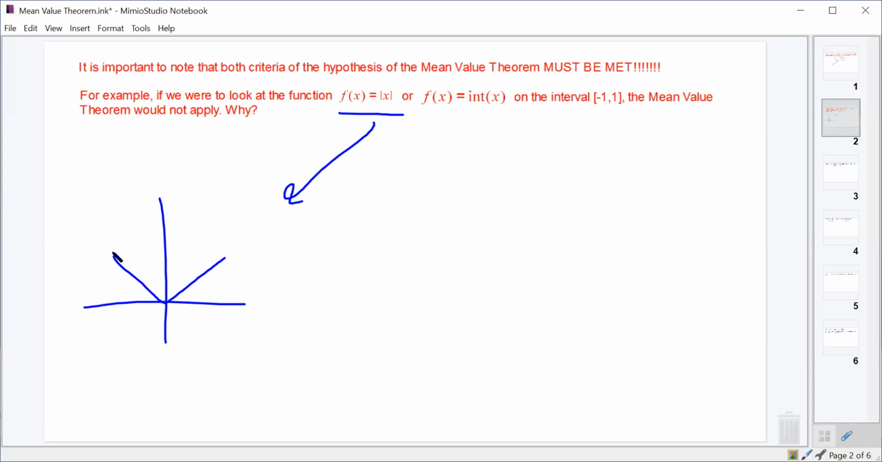Because why? Because it's not differentiable at 0, exactly. And then what about the greatest integer function? This is one you might not think about, but this is what it looks like. You've seen it before probably, but you may not be super familiar with it. That one's not continuous on the interval from -1 to 1, and therefore the mean value theorem wouldn't apply for that either. Does that make sense?